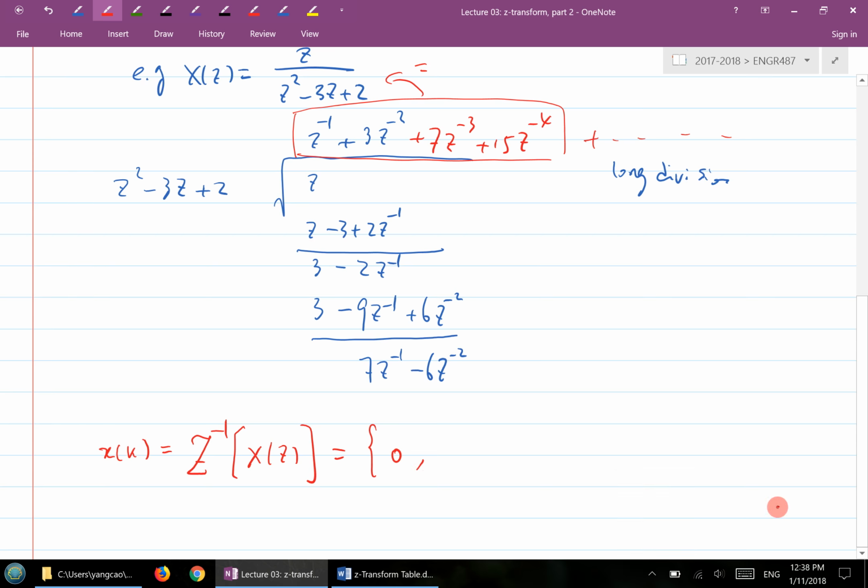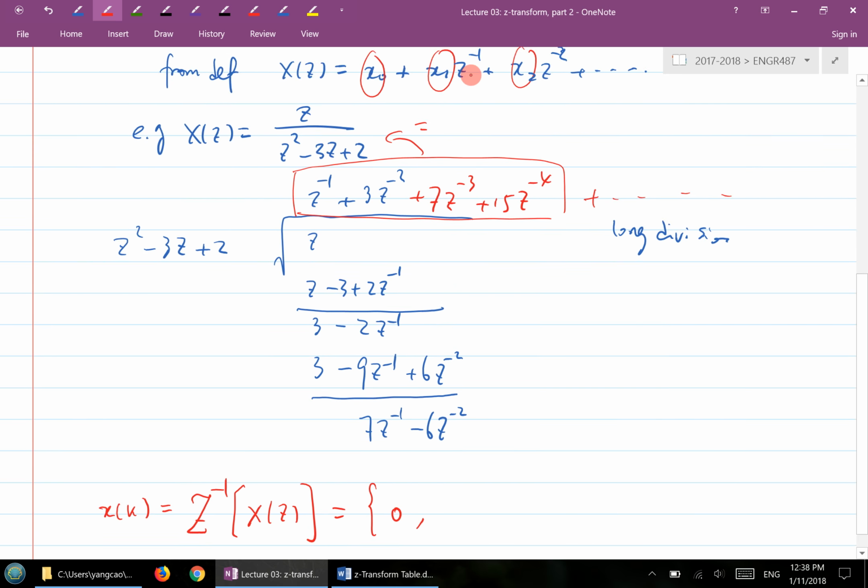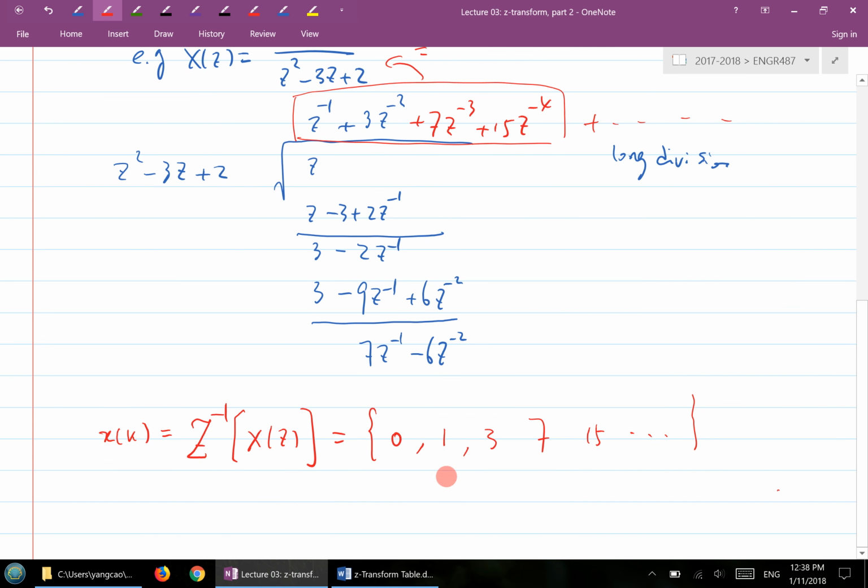And then x1 is the coefficient of z to the power -1, so that has to be 1. And then here is 3, 7, 15. So keep going. That's the x of k, your results based on this power series method. Now, if you're sharp enough, you look at this and see this is basically 2 to the power of k minus 1, for k equal to 0, 1, 2, like this.